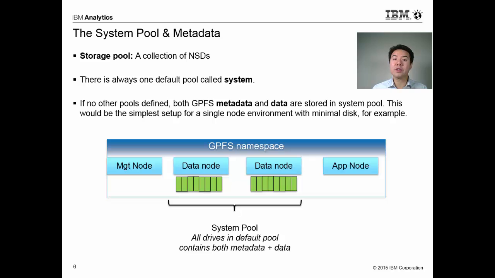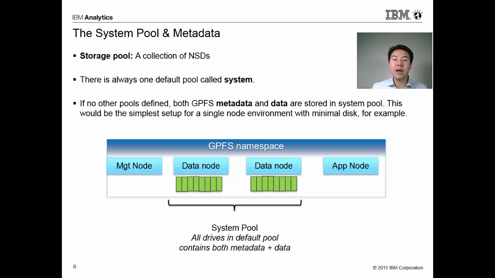The next term I'll cover is storage pool. A storage pool is simply a collection of NSDs. Now there's always one default system pool. And so if I create a brand new GPFS cluster, I'll get this system pool and it will actually contain both metadata and data if I did nothing else.